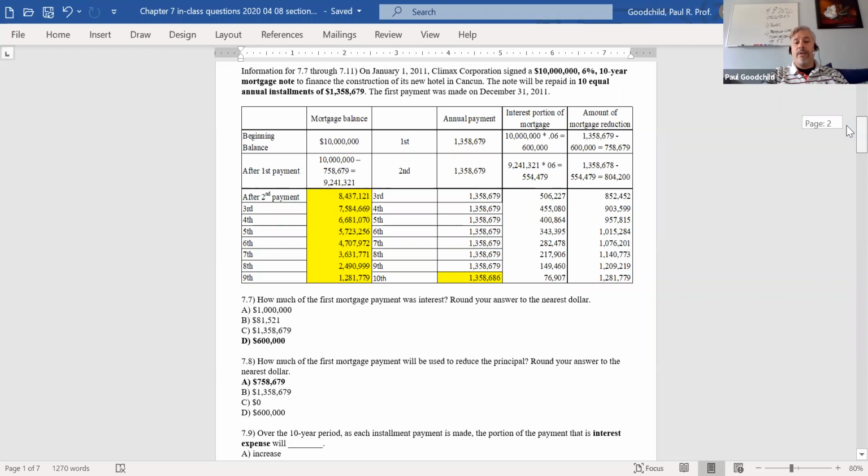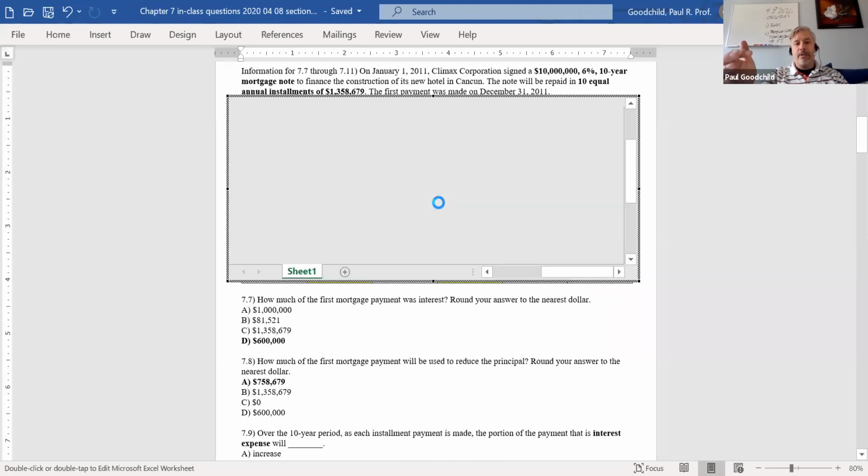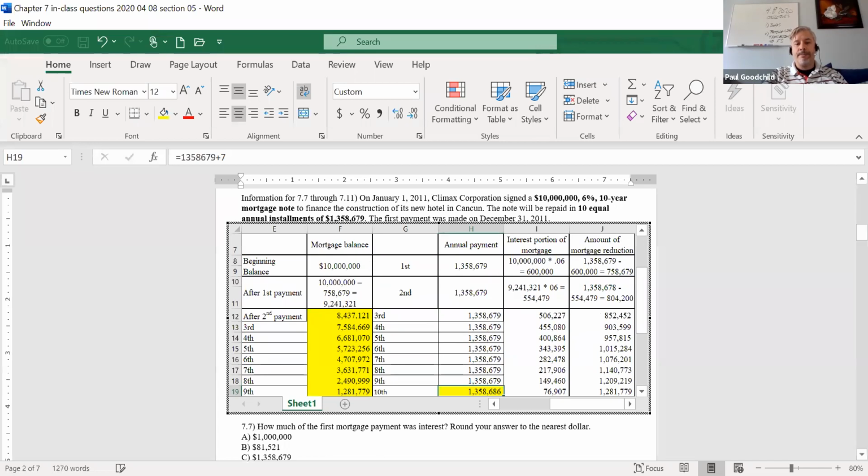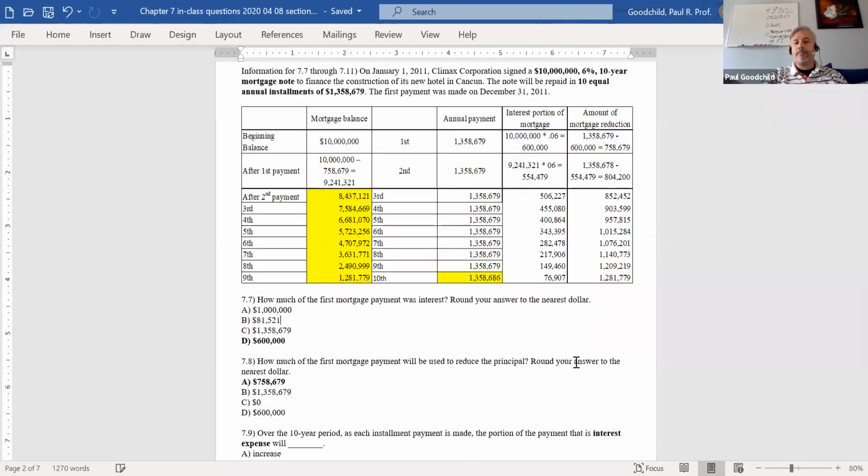Okay, so I have a couple questions. The first question says, is the table going to be in the document after the class? And the answer is yes. This table will be in the document, and like other Excel embedded objects, you just double click on it and it'll pop up for you.